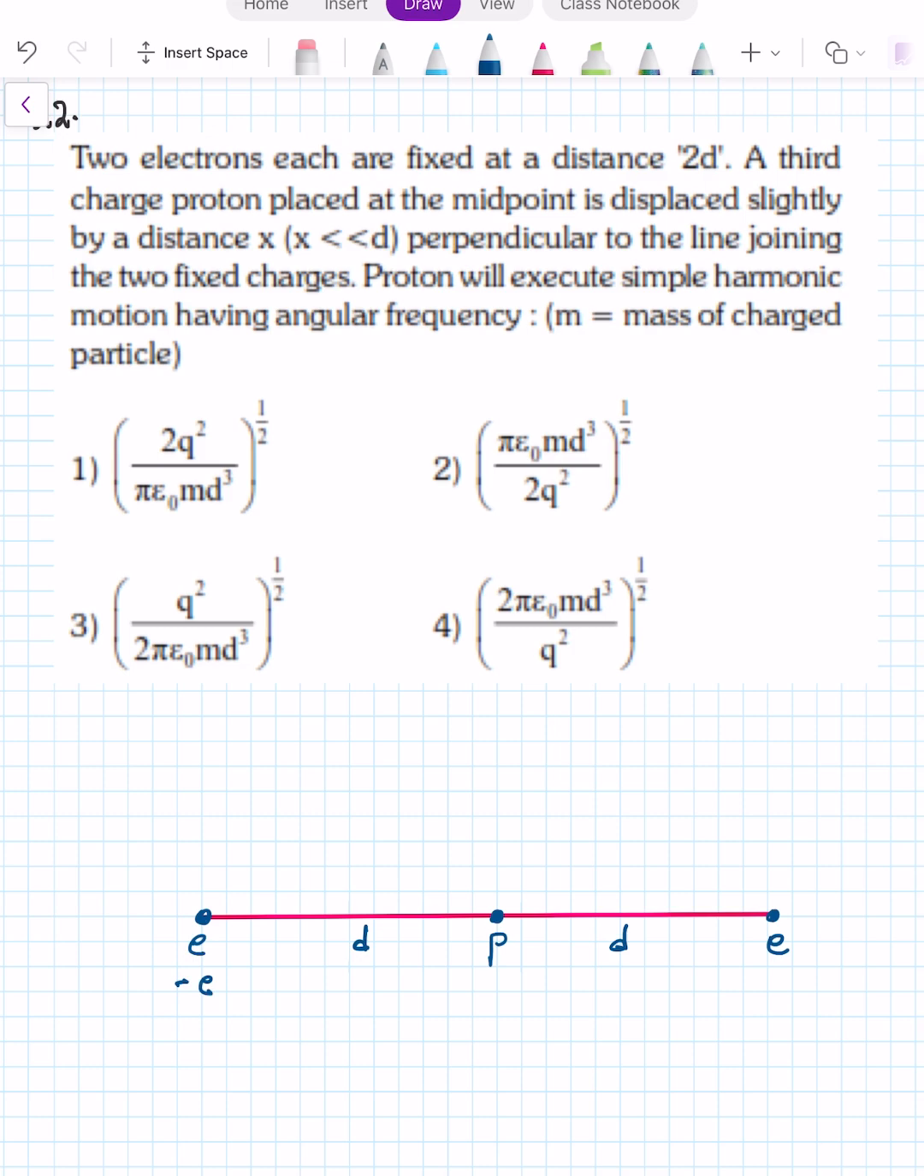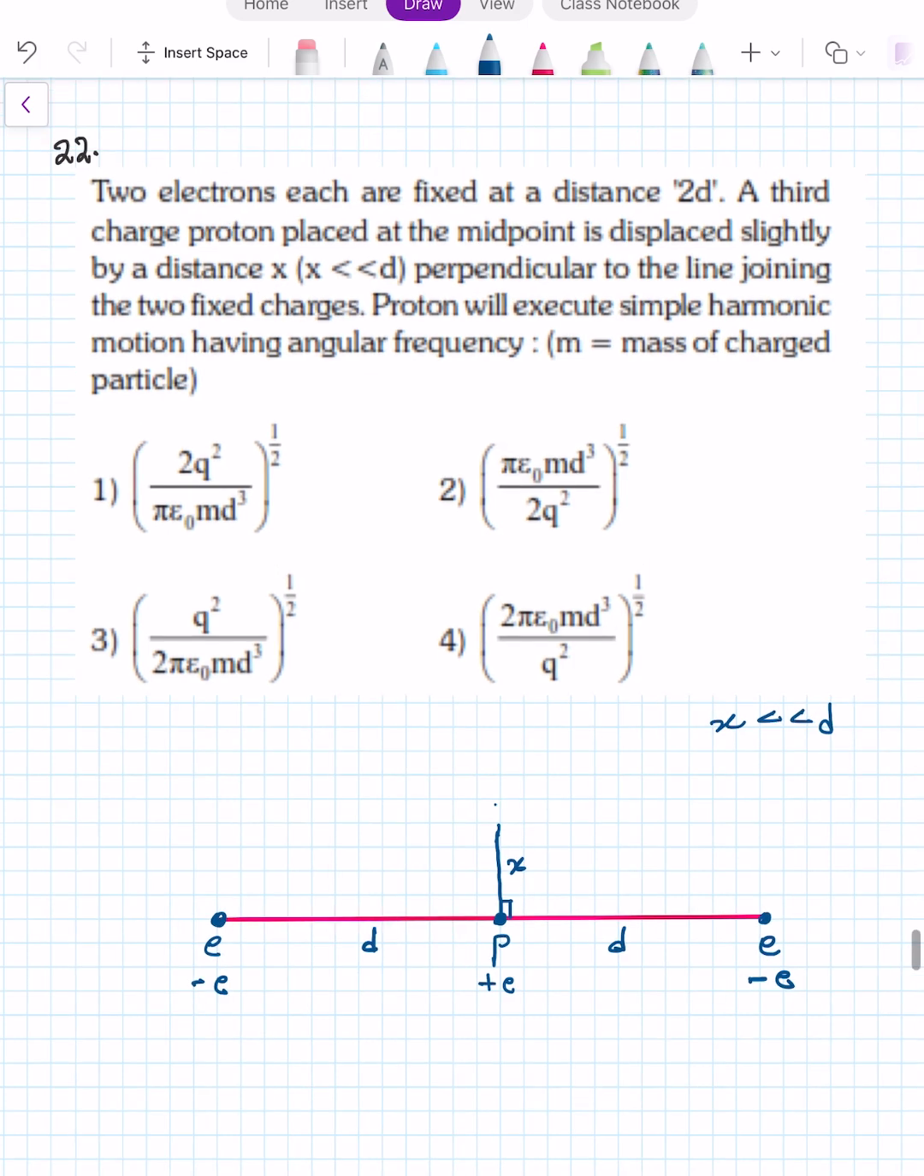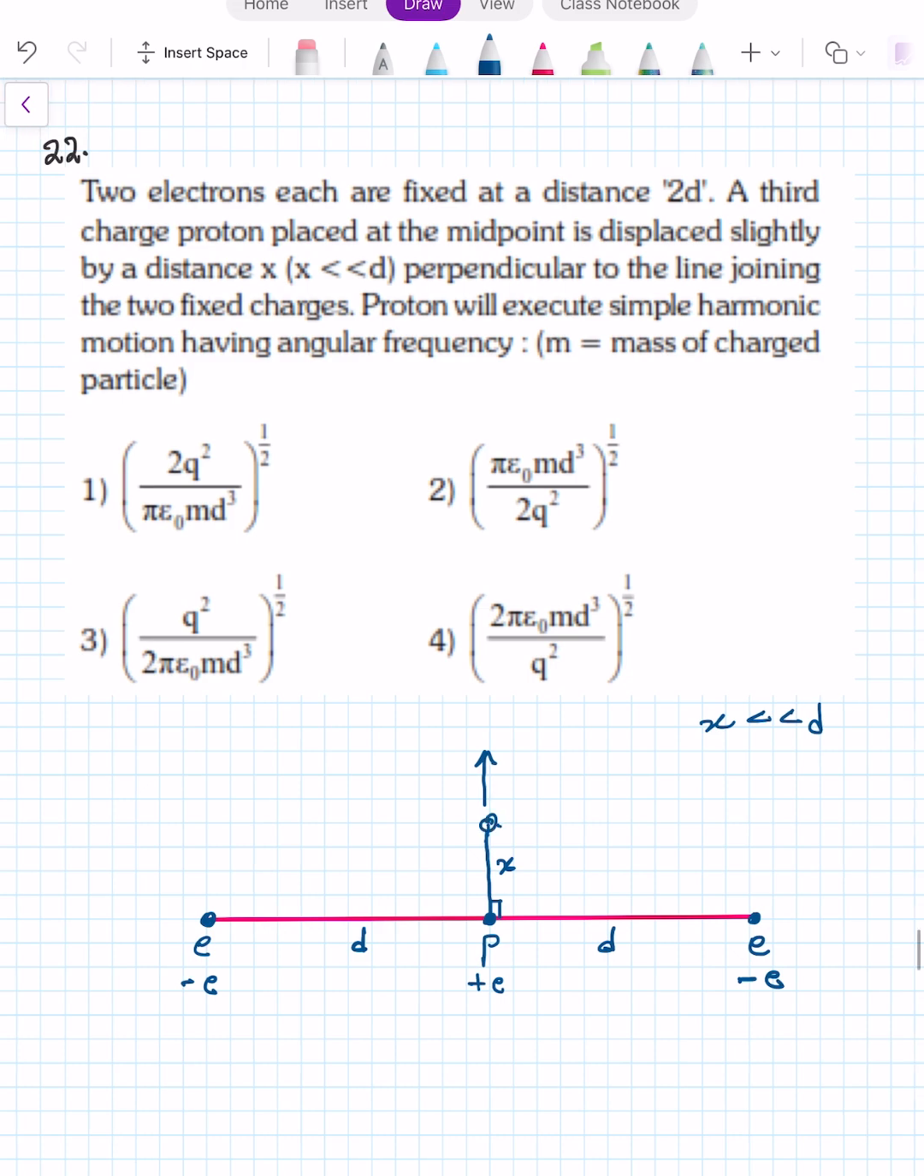Now here third charge, one proton, is placed. So if I say this is minus e, here I can say it is plus e, placed at the midpoint. Now they are saying this proton is displaced slightly by a distance x. This is x, and it is also mentioned x is much less than d, perpendicular to the line joining the electrons, the two fixed charges. Means in this direction we are displacing the charge and released. Then they are saying proton is going to execute SHM. Proton is going to execute SHM in this way, right? So they are saying find the angular frequency of this SHM.